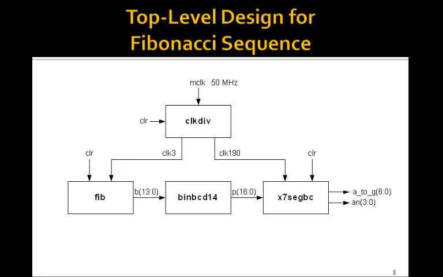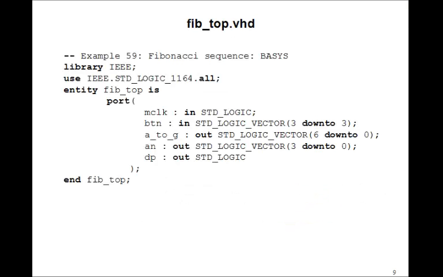Now to display it on the 7-segment display, we'd like it to be displayed in decimal. So we'll add our binary to BCD 14. Here's our fib. We'll bring our clock 3, our 3 Hertz clock, in, so it'll increment about every third of a second. And then we'll display it on the 7-segment display. So that's the top-level design.